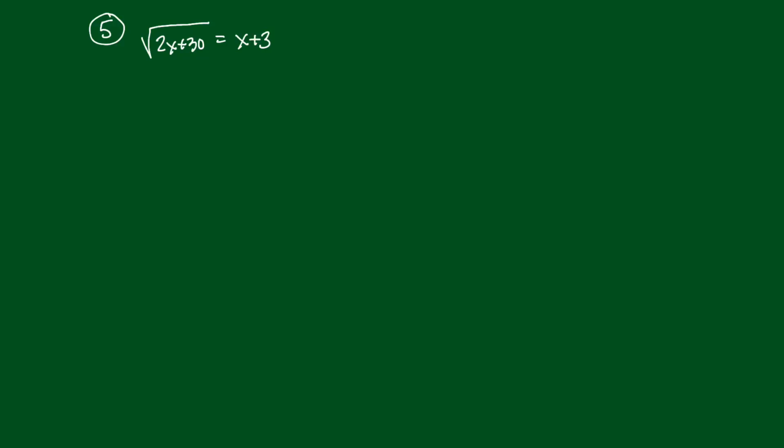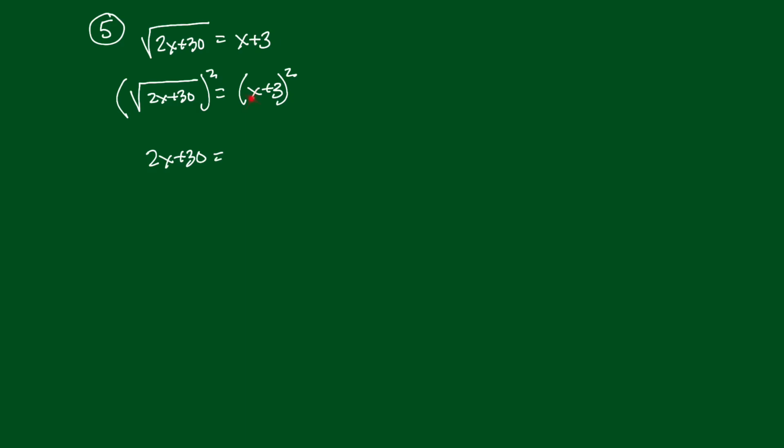Now I've got a radical that's isolated, and I also notice that I've got x's on both sides. So it looks like when we square, we might get a quadratic here. So let's start by squaring both sides. So we'll have the quantity, the square root of 2x plus 30 squared equals the quantity x plus 3 squared. All right, square the left side, square the right side. When you square the left side, you square a square root, the radical comes off. You get 2x plus 30 equals.